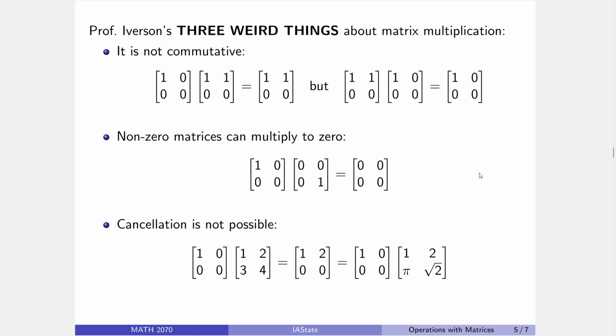Anyway. Sweet. So those are the patented Professor Iverson weird things about matrix multiplication. Not commutative. You can multiply and get 0, and you can't cancel. So A times B is not B times A. A times B can equal 0, and A and B are not 0. And AB equaling AC does not tell me B is C. So the things we sort of immediately take for granted about multiplication, they're out the window.